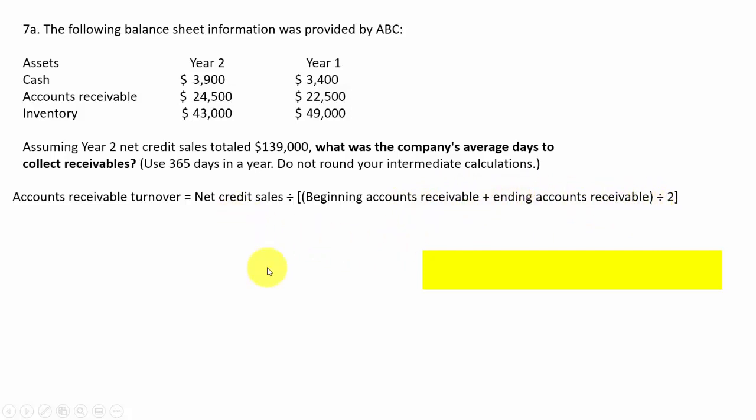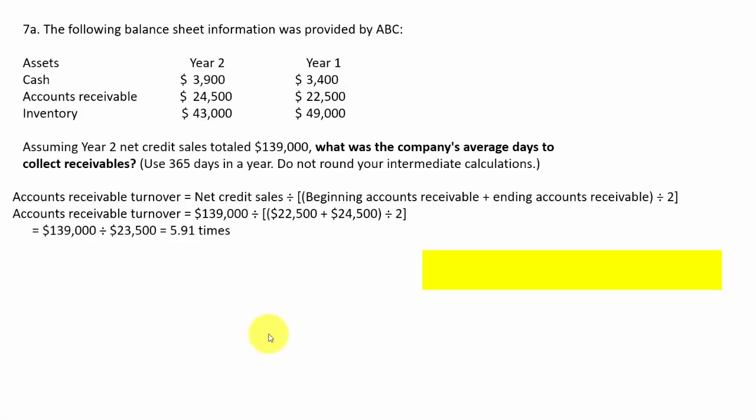We'll figure that calculation out first, which will be the $139,000 in credit sales divided by the $22,500 worth of credit accounts receivable for year 1 at the end of the year, which is the same thing as year 2 at the beginning. Add to that the $24,500, which is the ending accounts receivable balance. Add these two together, divide by 2, and then whatever that number is, divide that into 139. We're going to get there. Just hang on, we get to this other calculation first. So we have 5.91 times is how many times we're turning over accounts receivable.